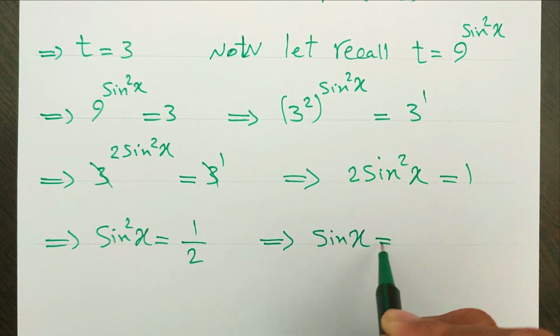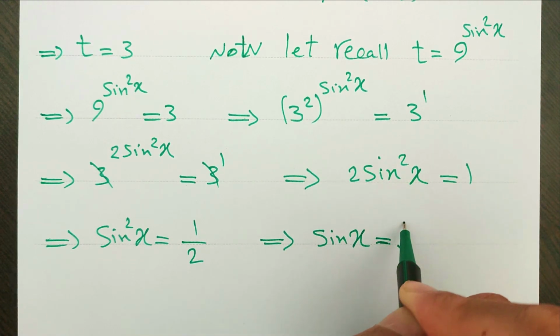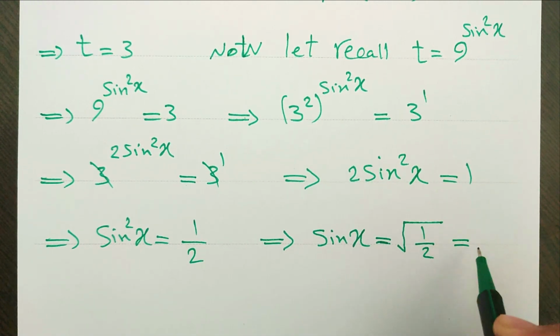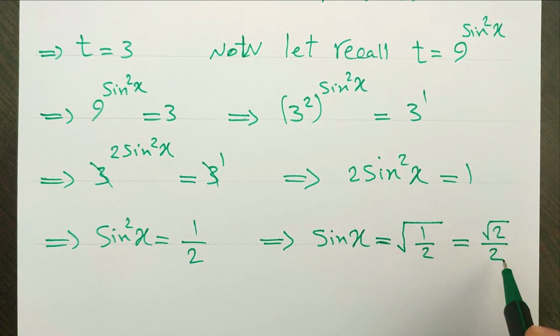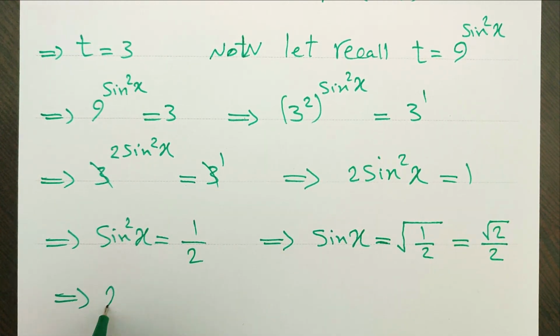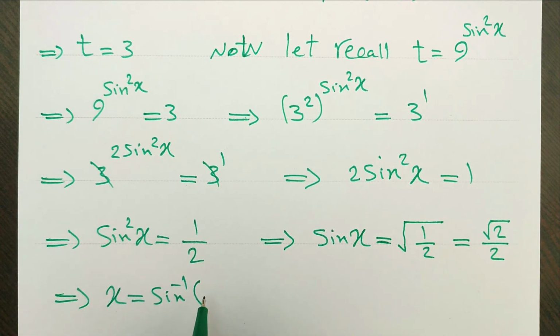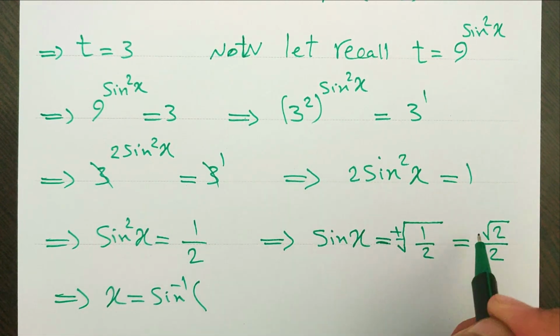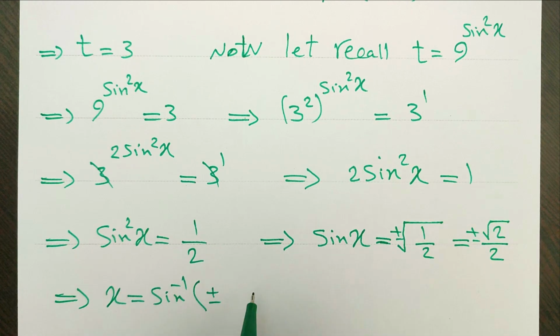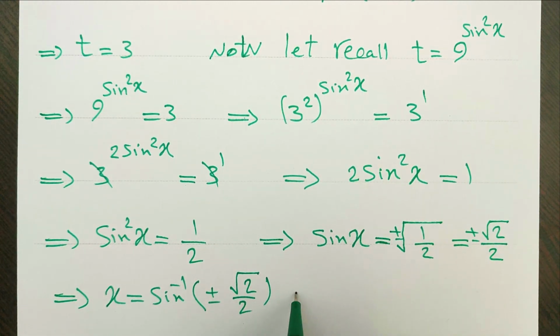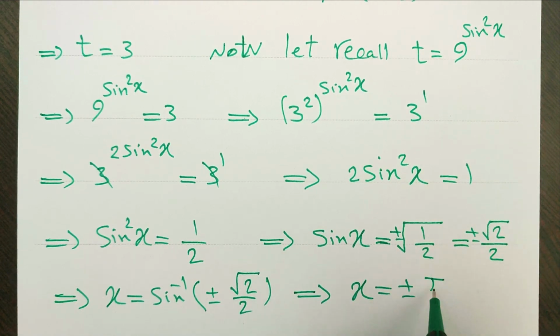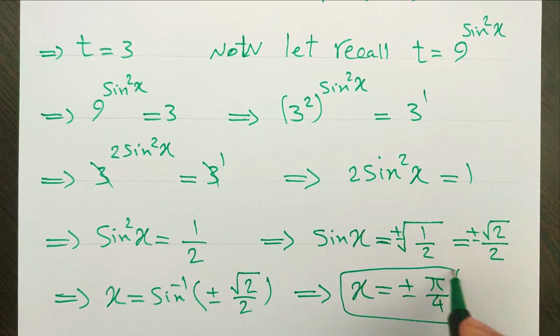By taking the square root of both sides, we get sine x equals the square root of 1 over 2, which is equal to the square root of 2 over 2. Finally, to find x, we take the inverse sine of both sides. Here sine x equals plus or minus the square root of 1/2. So x equals arc sine of plus or minus the square root of 2 divided by 2. This gives us two solutions: x equals plus or minus pi over 4.